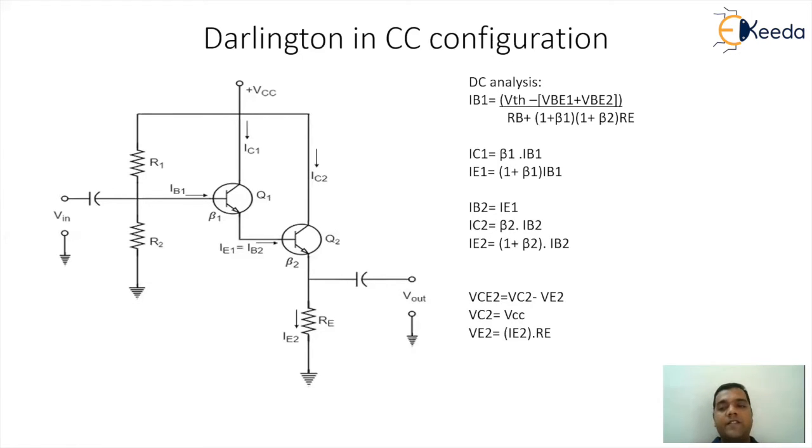The value of VCE2 will be VC2 minus VE2. Since the collector is shorted to VCC, the value of VC2 will be VCC. The value of VE2 will be IE2 into RE. So this is how you can get the current and the voltage parameters of the Darlington circuitry.